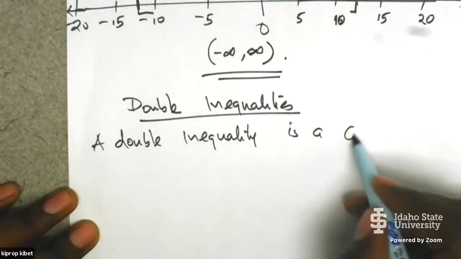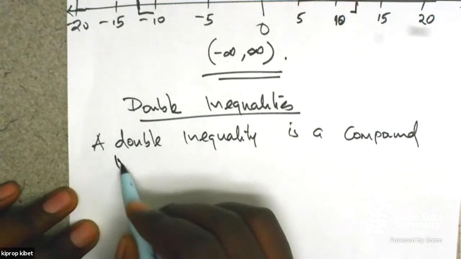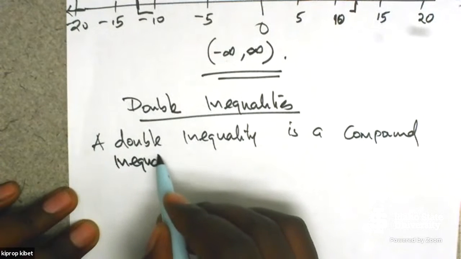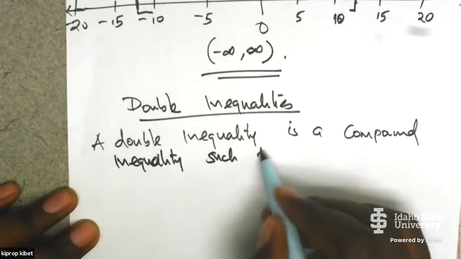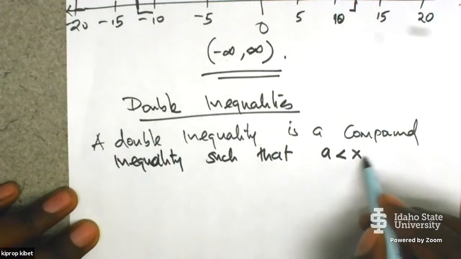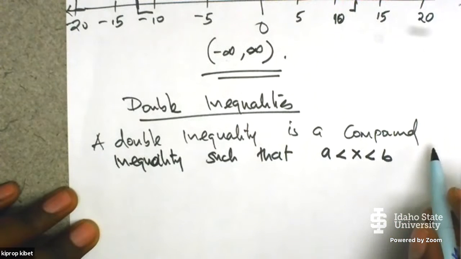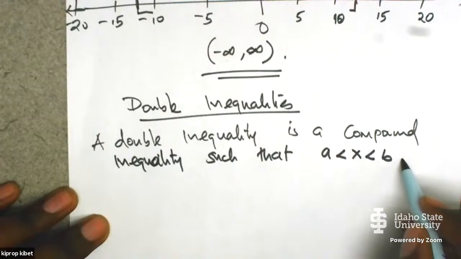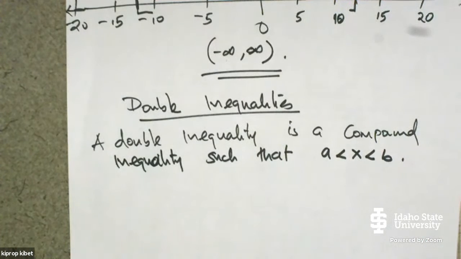is a compound inequality such that A less than X less than B. So that is a double inequality.